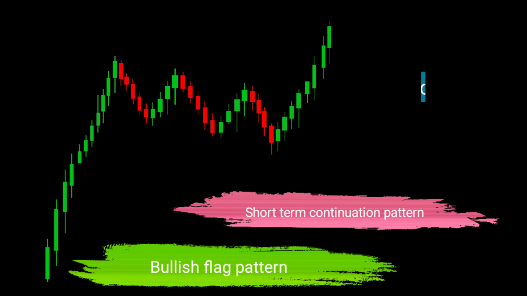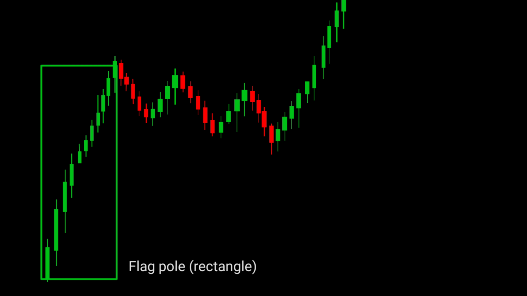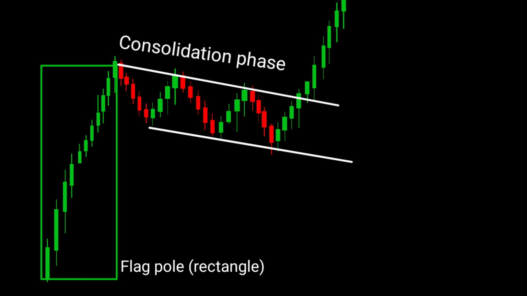The bullish flag pattern is a short-term continuation pattern that occurs within an uptrend. It is characterized by a rectangular flagpole, representing the initial sharp price rise, followed by a consolidation phase forming a flag pattern. This pattern suggests a brief pause before the uptrend resumes. Now, let's dive into the secrets of this pattern.